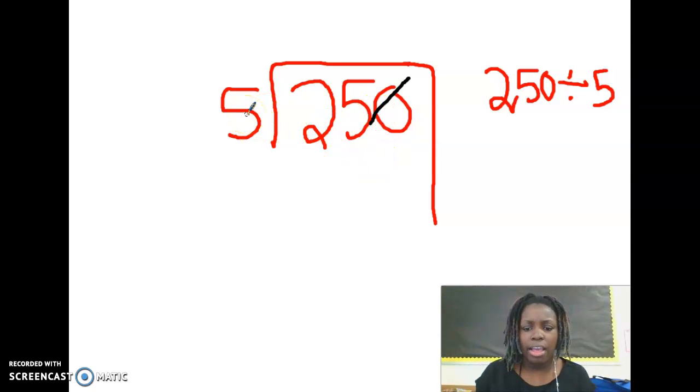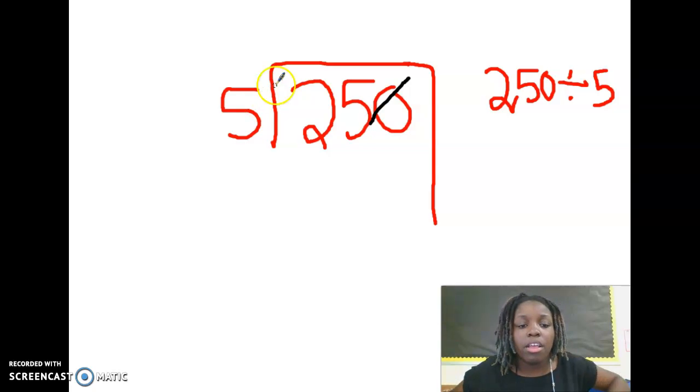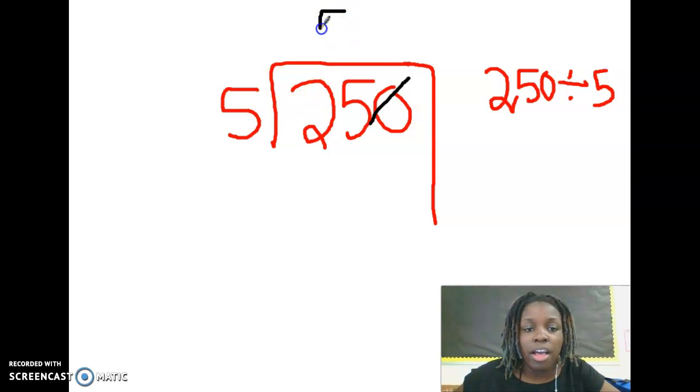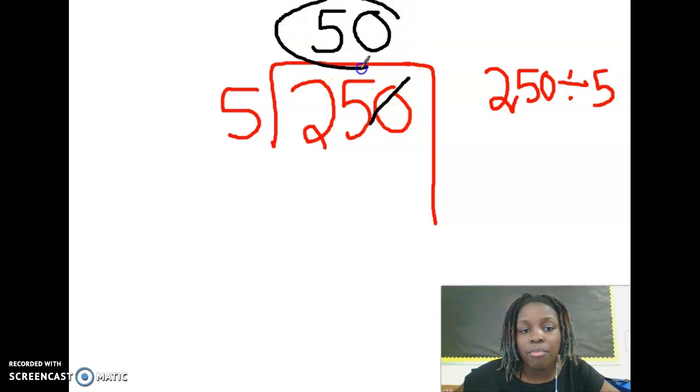What is 25 divided by 5? Good, 25 divided by 5 is 5. And then all you have to do is add that 0 back that you hid. So my answer would be 50. It'll be that simple.